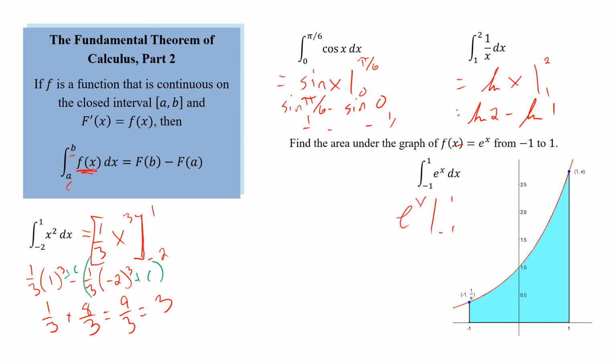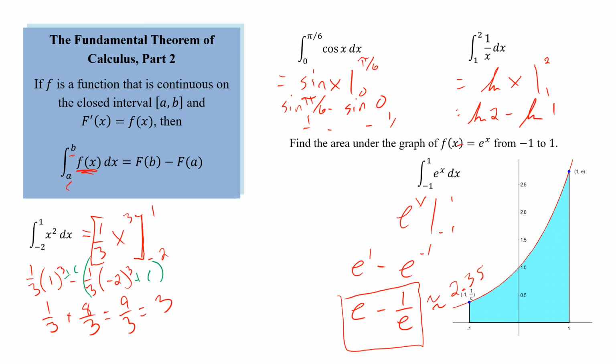We're going to plug in 1, minus plug in -1. E to the 1 is e, minus e to the -1 is 1 over e. That would be the exact answer. If we found a decimal approximation to that, e minus 1 over e is going to be about 2.35 or so. Probably 2.350 something. But the exact answer is a lot of times what we're going to be looking for.